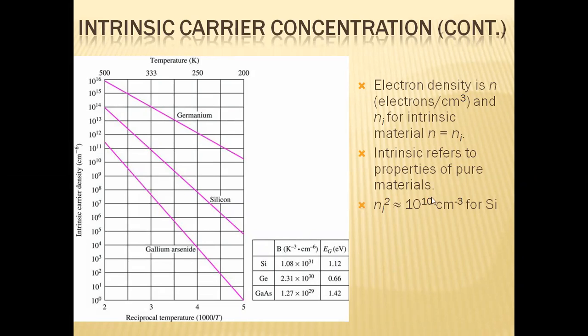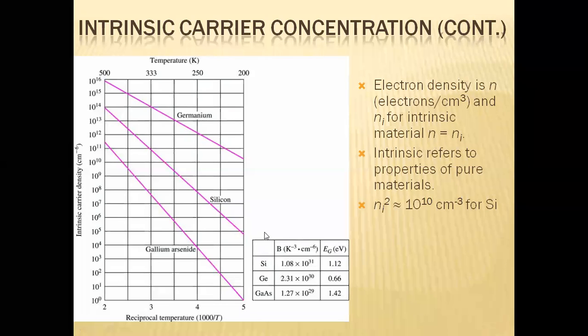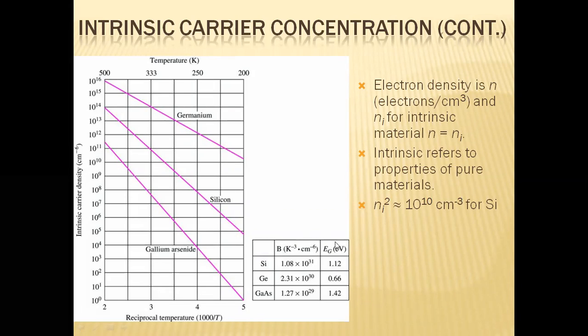But here we are considering only the pure materials, coming to the point of germanium or silicon. Compared to germanium, silicon has a band gap which is much higher.